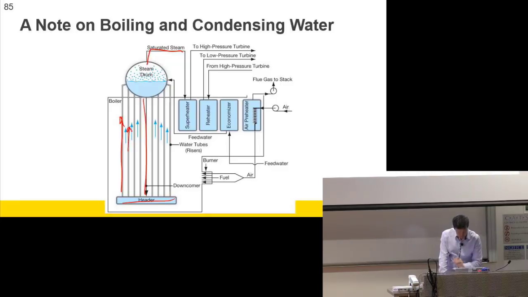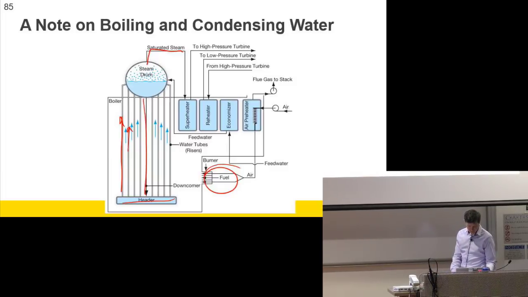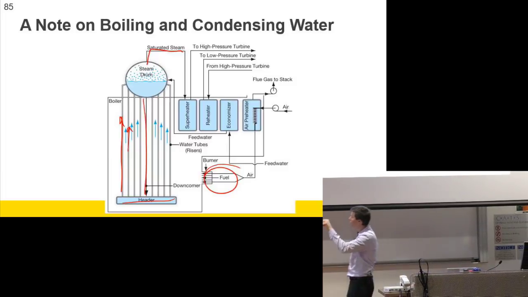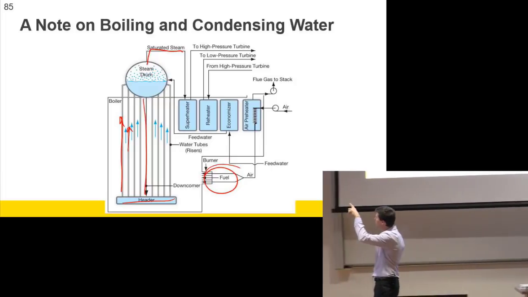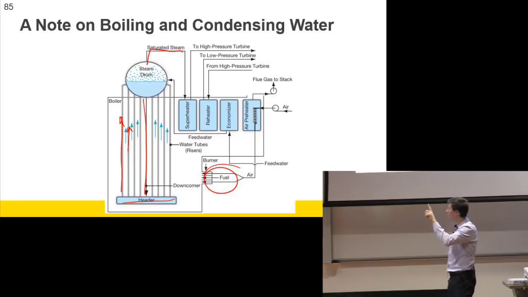And that's drawing heat energy out of the air here, right? We're burning fuel and putting hot air into this unit. That's drawing heat energy out of the air, and it's heating up the water. What's causing the water to flow? I can't see any pumps. What's causing the water to go down the downcomer and go up the risers here?